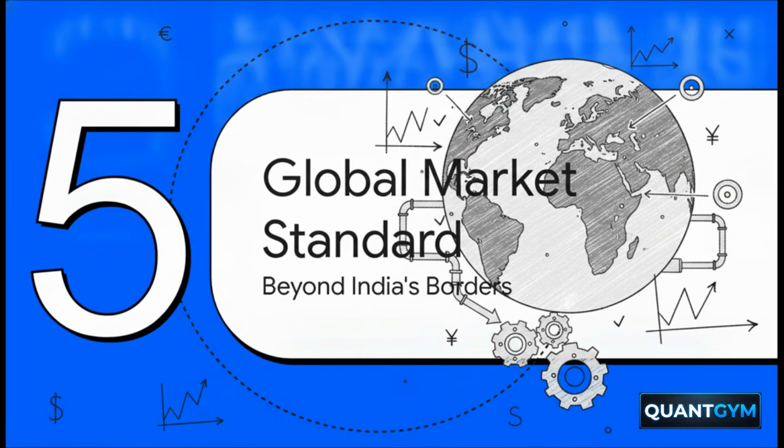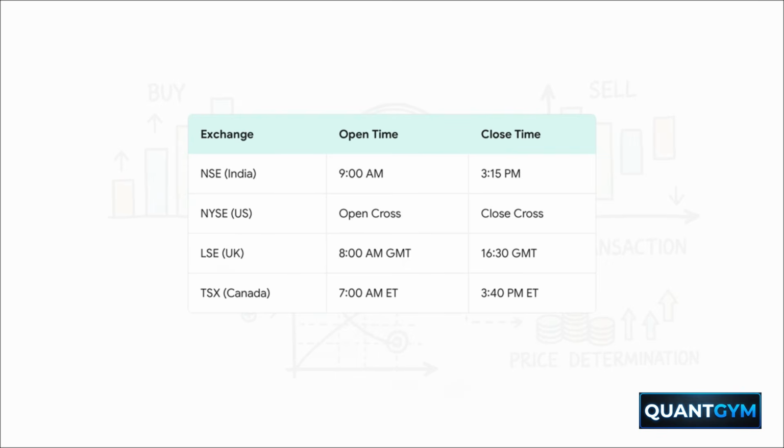Section 5. A global market standard. Now, I want to zoom out for a second because this specific market plumbing isn't just an isolated Indian phenomenon. This system is literally the universal bedrock of global finance. Just take a look. From the National Stock Exchange in India all the way to the NASDAQ and the New York Stock Exchange in the US, which rely heavily on their opening and closing crosses, the London Stock Exchange runs their uncrossing sessions at 8 a.m. and 4:30 p.m. The Toronto Stock Exchange does the exact same thing.